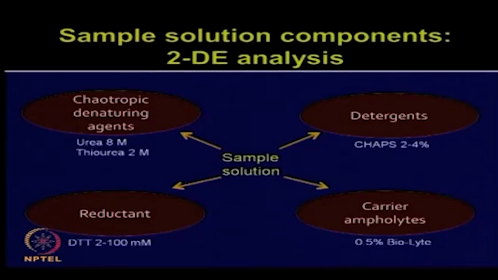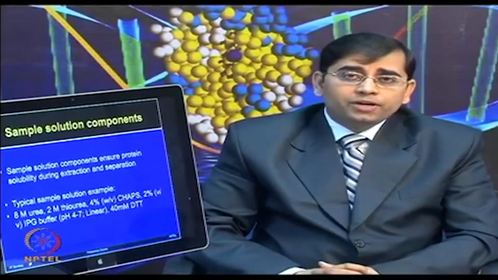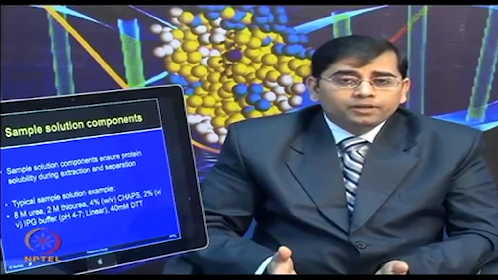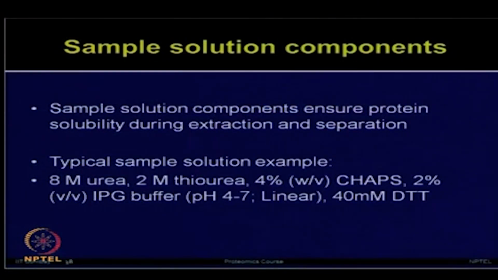Detergents such as CHAPS are most commonly used. It could be between 2 to 4%. Commonly used reductants include DTT or beta mercaptoethanol 2 to 100 millimolar, and carrier ampholytes in the concentration of 0.5% of Biolyte. So, the sample solution components ensure that the protein solubility is good during the extraction and protein separation.